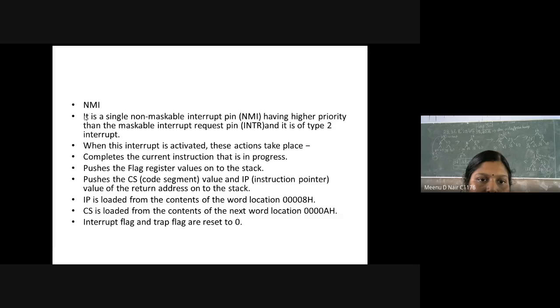But the only thing is you have to remember: what is NMI? That is a non-maskable interrupt. It has the highest priority. NMI has the highest priority because it is non-maskable, right? And you can also call it a type 2 interrupt. NMI is a type 2 interrupt. Those types we will see there.